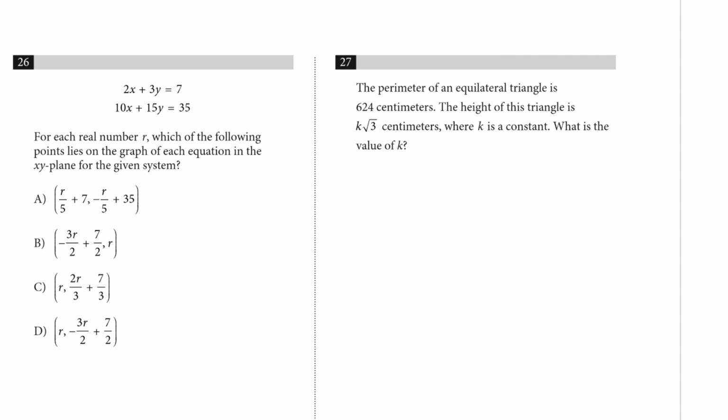Number 26. For each real number r, which of the following points lies on the graph of each equation in the xy plane for the given system? We have 2x plus 3y equals 7 and 10x plus 15y equals 35. What we need to do is figure out what xy combination makes this statement true.